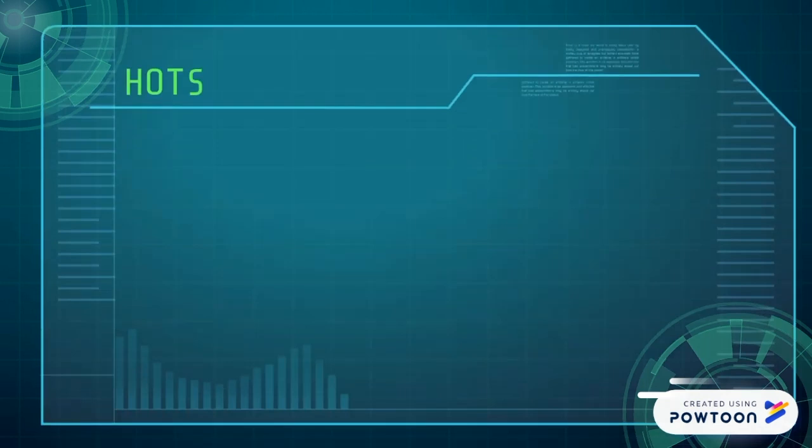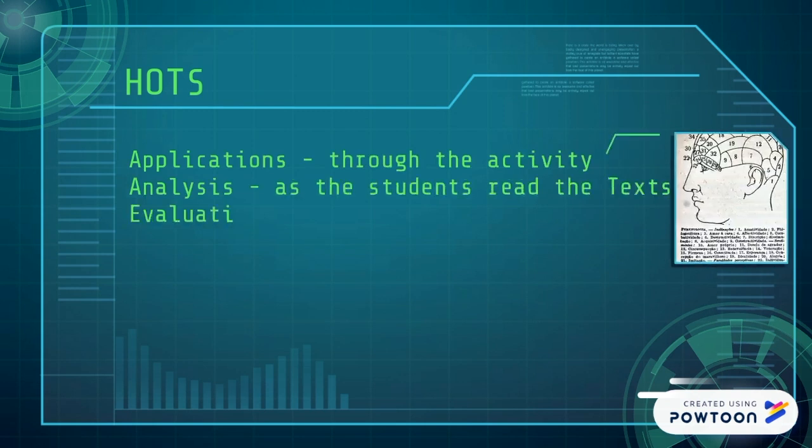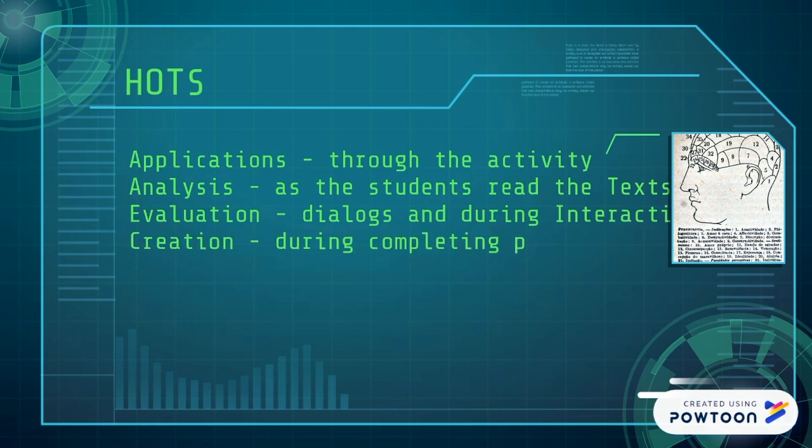For the higher order thinking skills, we can see the aspects are application through the activities done, analysis as the student reads the text, evaluation through dialogues and during interactions, and finally creation during completing projects and literature in action.